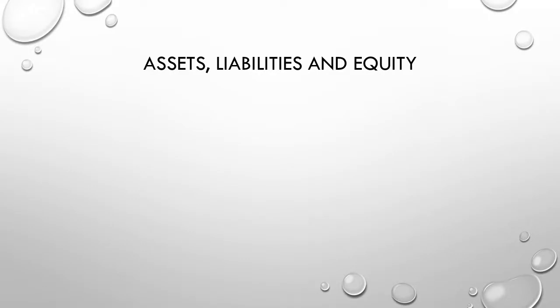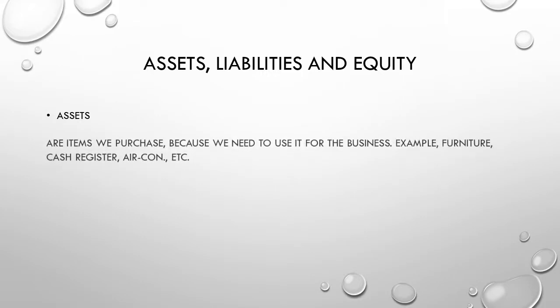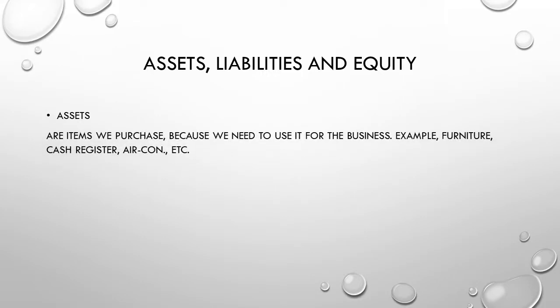Okay, in this slide, we will have to understand the difference between assets, liabilities, and equity. Okay, assets are items we purchase because we need to use them for the business. For example, we purchase furniture, a cash register and aircon. We are not selling them. Maybe we are a trading company, we sell books, but we still need furniture and a cash register to run the business. So these are assets.